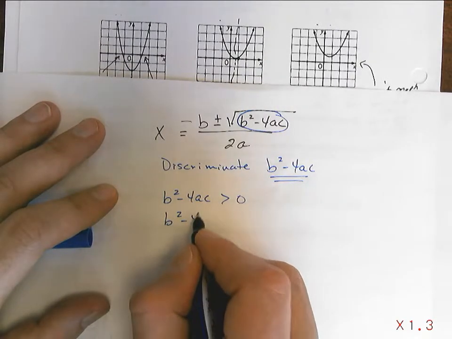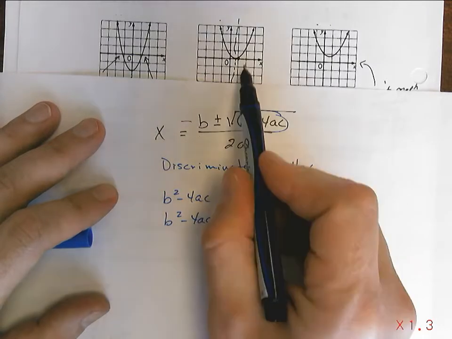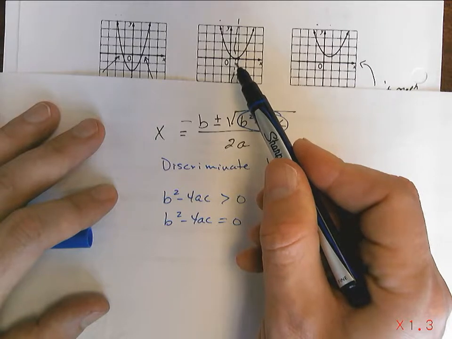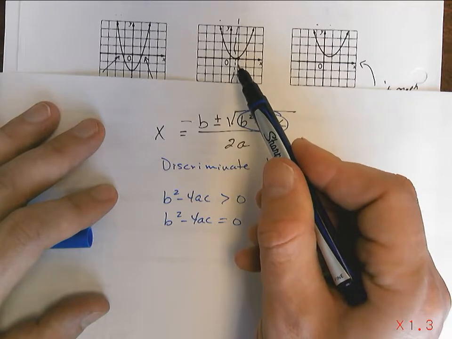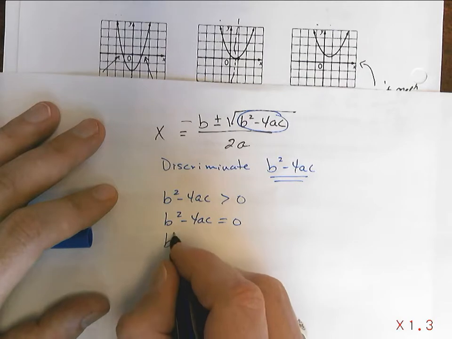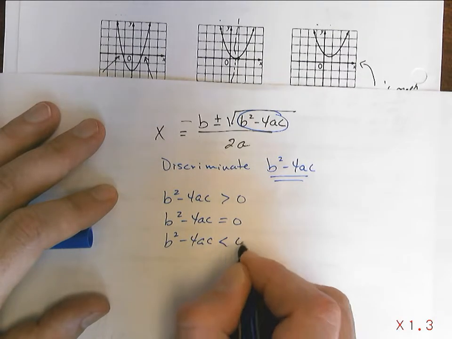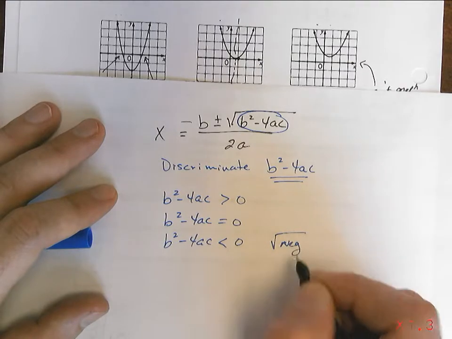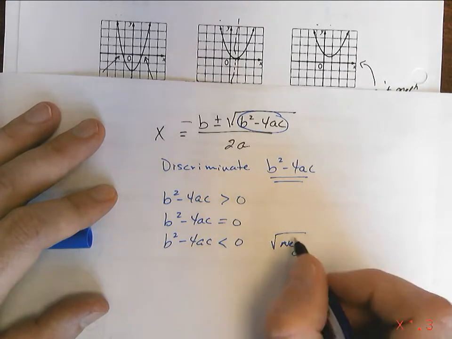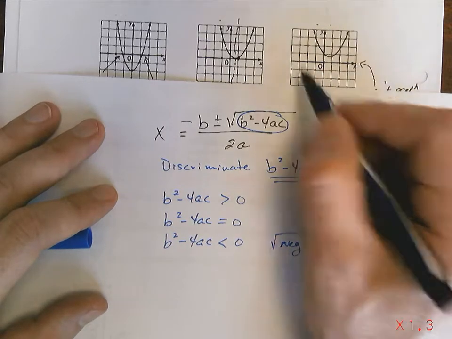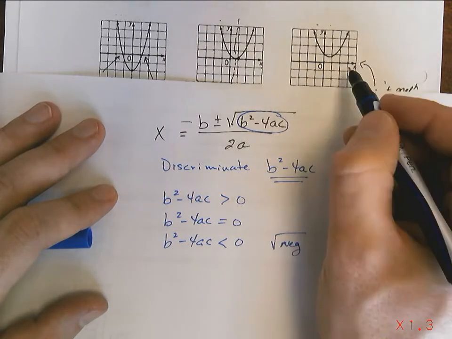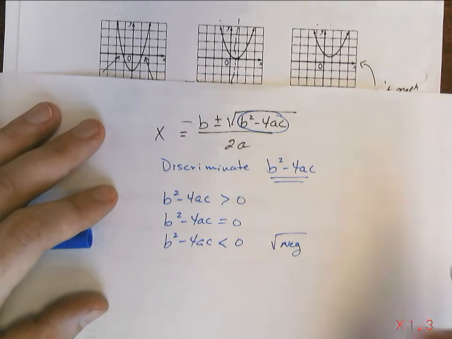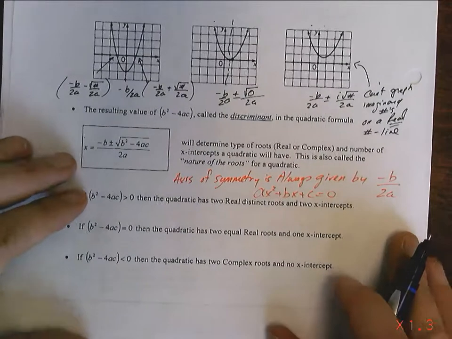If it's equal to 0, then we're going to have two real roots, but they're identical. So we have two identical real roots and one x-intercept. And if it's negative, then we're talking about getting a negative underneath the square root sign, and you're talking about imaginary numbers. Therefore, there's no real roots, cannot be put on this entire plane. And that means that there is no x-intercept. Okay? So that's summarized down here.